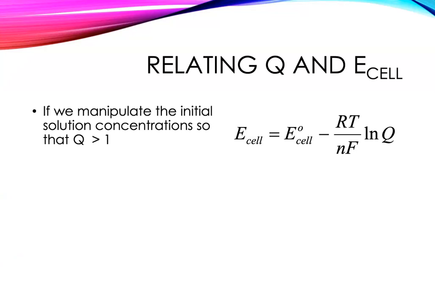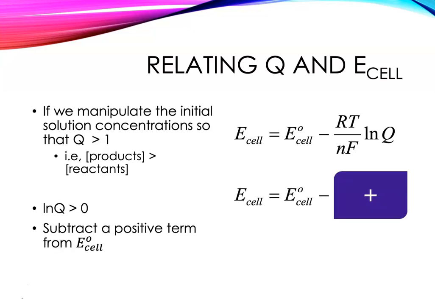It works in the opposite direction as well. If we manipulate the initial solution concentrations so that we're starting the cell with Q greater than 1, in other words, the concentrations of the products in our balanced equation are higher in the half cells compared to the initial concentrations of the reactants in the half cell, the natural log of Q will be a number greater than 0. And I have to subtract that log of Q term from E naught. So I'm subtracting a positive number, and that means Ecell will be less than E naught if Q is greater than 1. Of course, that's how we introduced this whole idea in the first place.